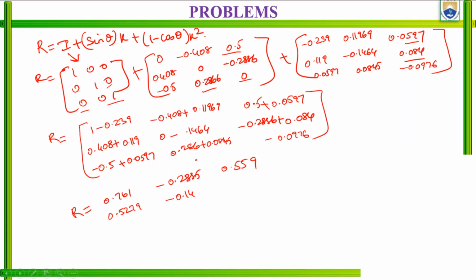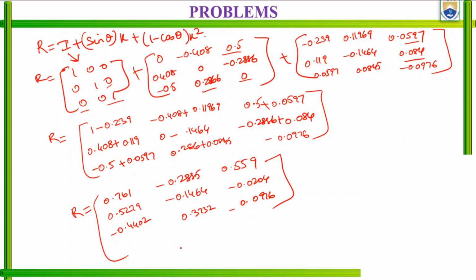So it will be 0.1464 and this will be minus 0.0204. This will be minus 0.4402, 0.3732 and 0.0976. Right? So this is the rotational matrix with respect to this particular angles.